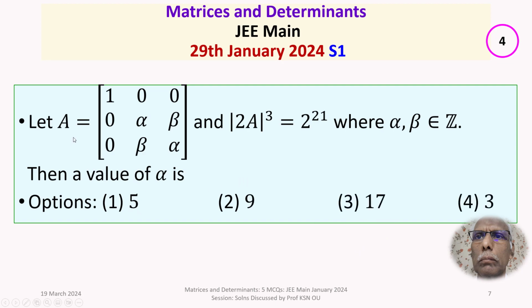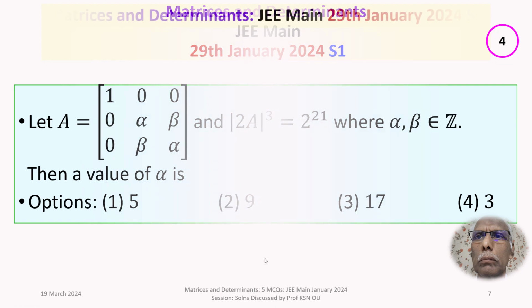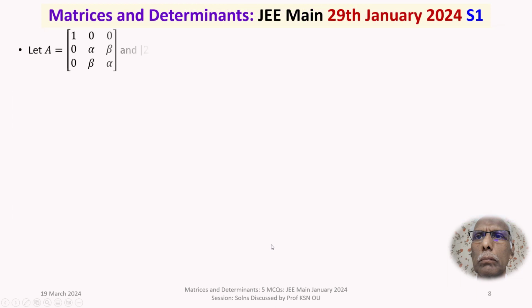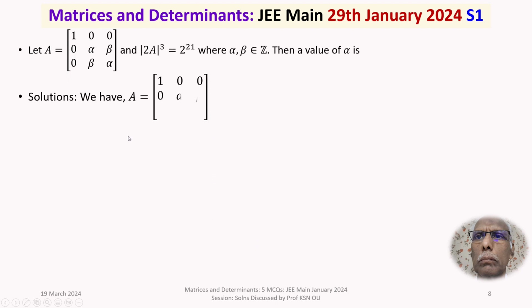So the matrix A is given in which alpha beta are there, and it is given determinant of 2A cube is equal to 2 power 21, where this alpha and beta are integers. Then a value of alpha will be in one of these options. Let's see. It is also an easy question. Let's now discuss the solution of the problem in detail. We have the given matrix A. First row 1 0 0, second row 0 alpha beta, third row 0 beta alpha, where alpha beta are integers. Agreed.